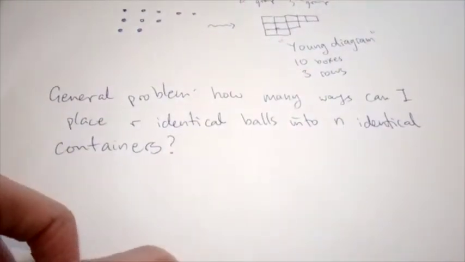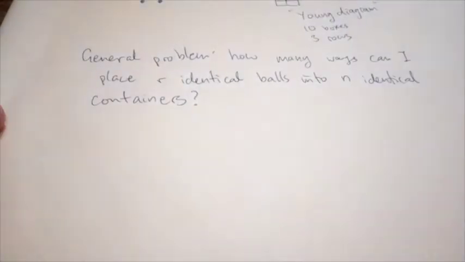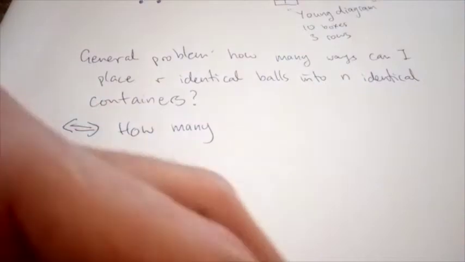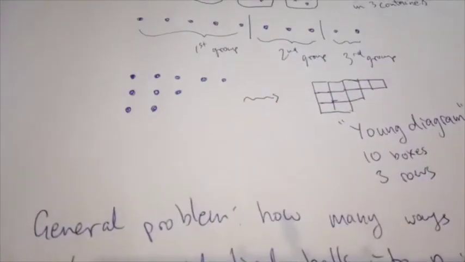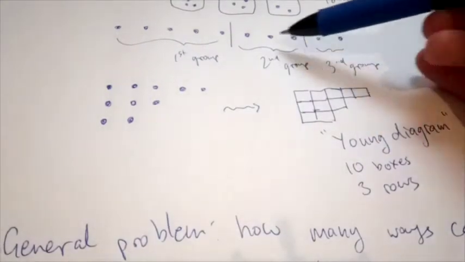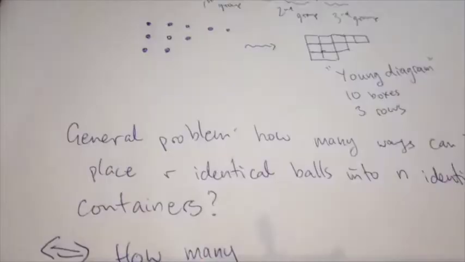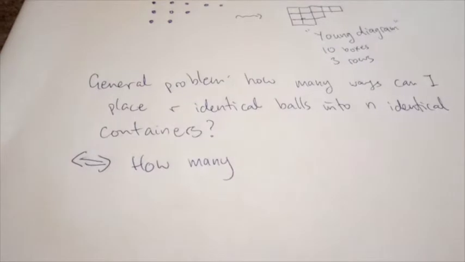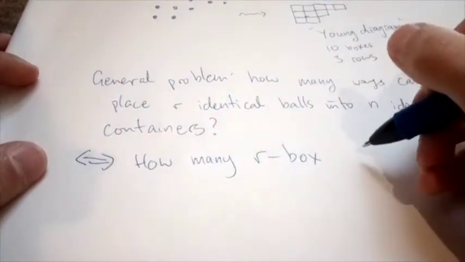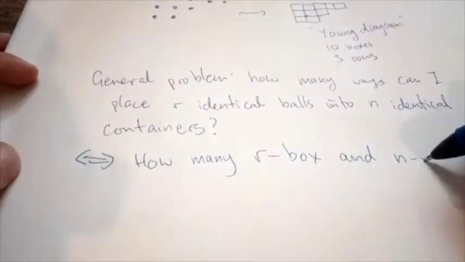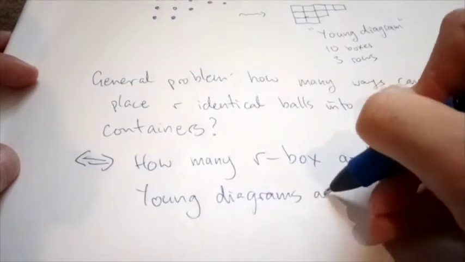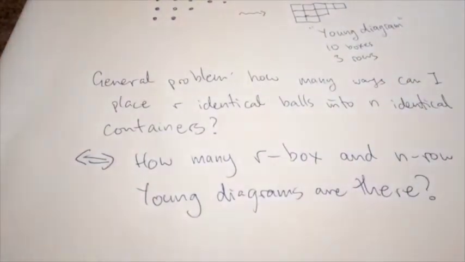Since placing identical balls into identical containers is the same as drawing Young diagrams, this is the same thing as saying how many. Scroll back up here: each row of the Young diagram corresponds to the number of containers or groups. So 3 rows here, 3 groups, and 3 containers. I have as many boxes in the Young diagram as balls. So N containers give me N rows. So how many R box and N row Young diagrams are there? Okay, so that's the general problem.